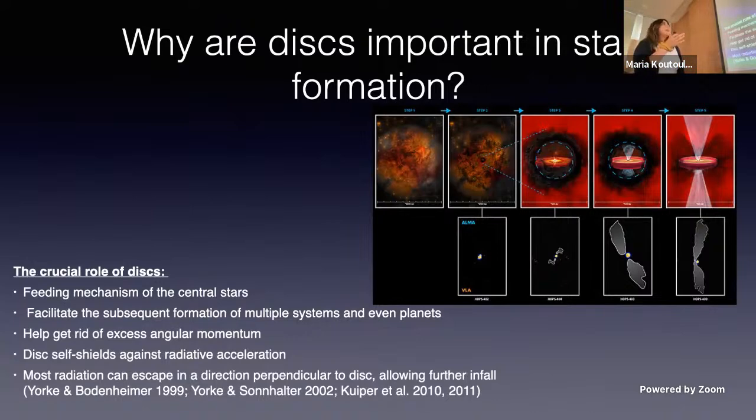Also, the disk self-shields against the strong radiation that massive stars have. This is one of the questions: how can they become so massive, because the radiation needs to escape. When you have a disk, the radiation can escape in a direction perpendicular to the disk, which allows further inflow and lets the star form with a higher mass.